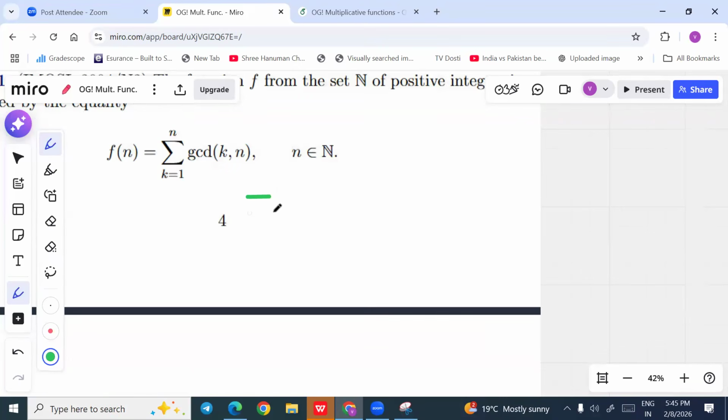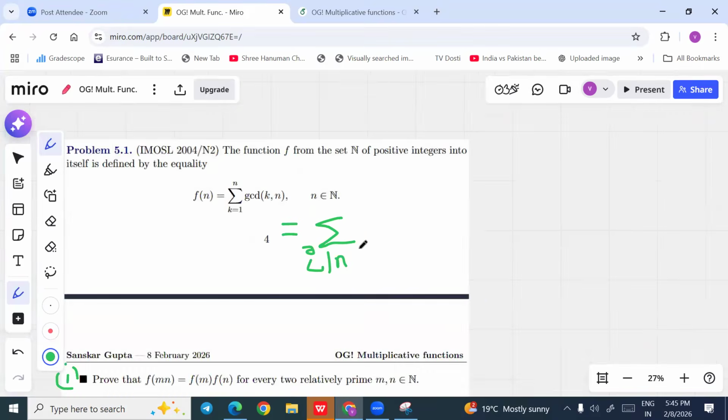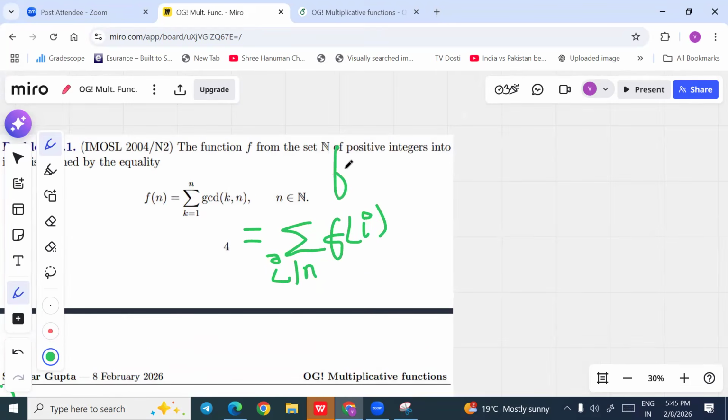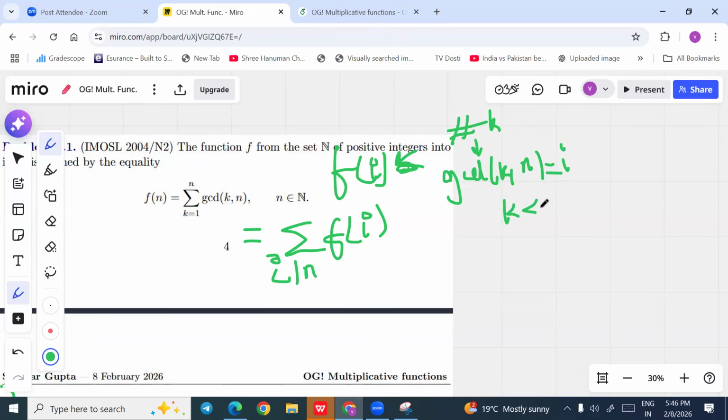Okay, so it will be useful to rewrite the sum as follows. So I divide then f of I. And how do you define f of I? So f of I is basically the number of k less than n such that GCD(k, n) is I. So basically the number of k which satisfy this is what you call f of I. And k is obviously less than or equal to n.